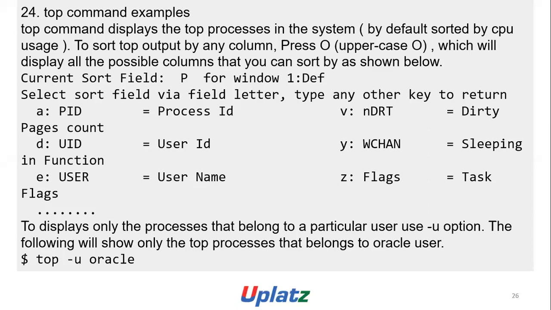Top command example: the top command displays the top processes in the system, sorted by CPU usage by default. You can sort the top output by any column: press capital O, uppercase O, which will display all possible columns that you can sort by, as shown below. The current sort field is P for the window, 1 for default. To display only the processes that belong to a particular user, use the -u option. The following will show only the top processes that belong to the oracle user, top -u oracle.